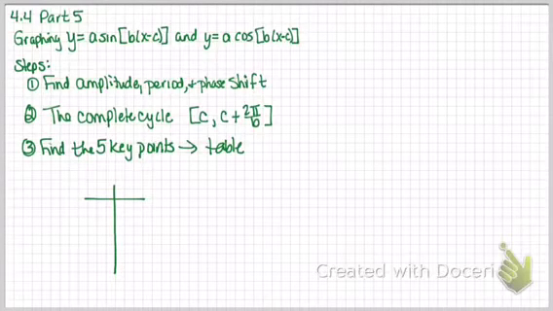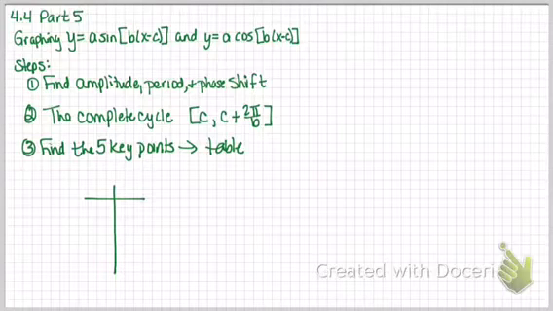4.4 part 5 is going to be used graphing y equals a sine of b times x minus c and y equals a cosine of b times x minus c. Alright, so first I want you to take note of how it's written. Our b is still with x, but it's not directly inside the parentheses with x. Sometimes they write it with b inside, and if it's inside with x, you need to common factor it out in order for this method to work.